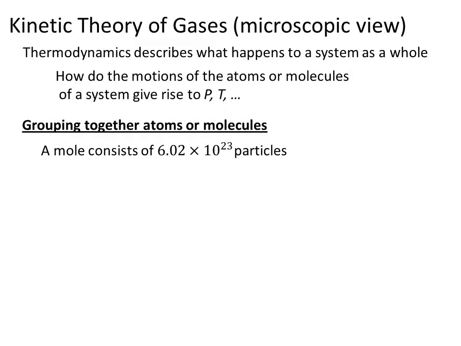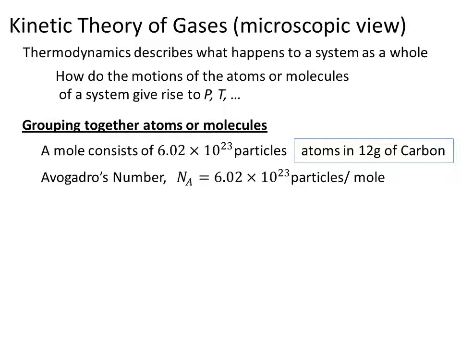The group that we typically look at is called a mole, and it consists of 6.02 times 10 to the 23rd particles. Quite a few particles. It's defined in terms of the number of atoms in 12 grams of carbon. Avogadro's number is another name for this number of particles. So capital N subscripted with a capital A is 6.02 times 10 to the 23rd particles per mole.